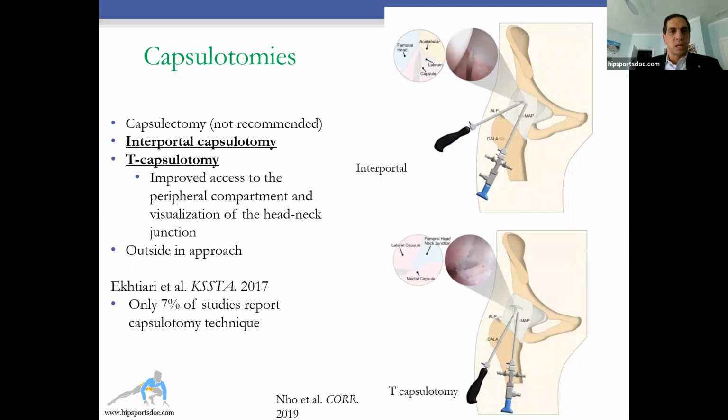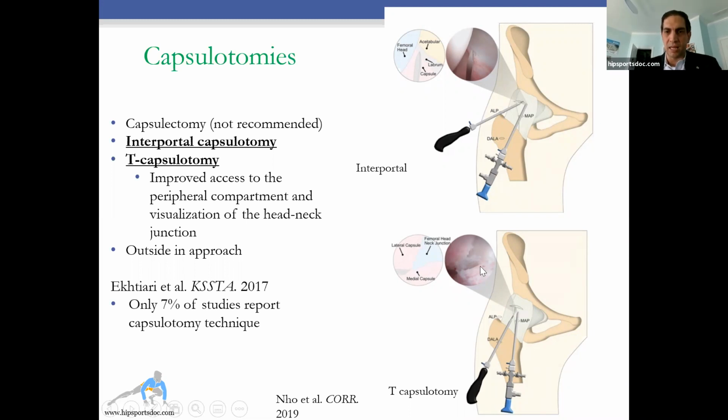Capsulotomies, there's different forms that have been described. The interportal capsulotomy is the most commonly used capsulotomy type. Basically, it's connecting the two portals that are used most commonly, which are the anterolateral portal and the mid-anterior portal, or the other one that's commonly used is a modified mid-anterior portal. And that's simply connecting the two portals that are used to enter the joint. And that connection is usually made or attempted to make at least 1 centimeter away from the labral margin so as to be able to maintain tissue for capsular closure at the end.